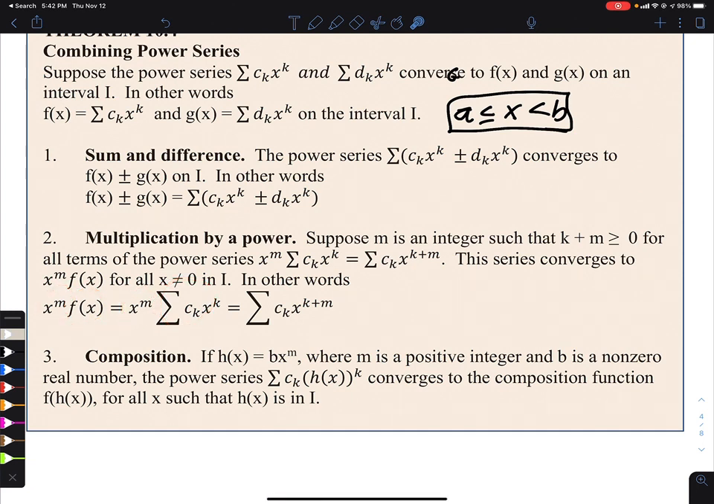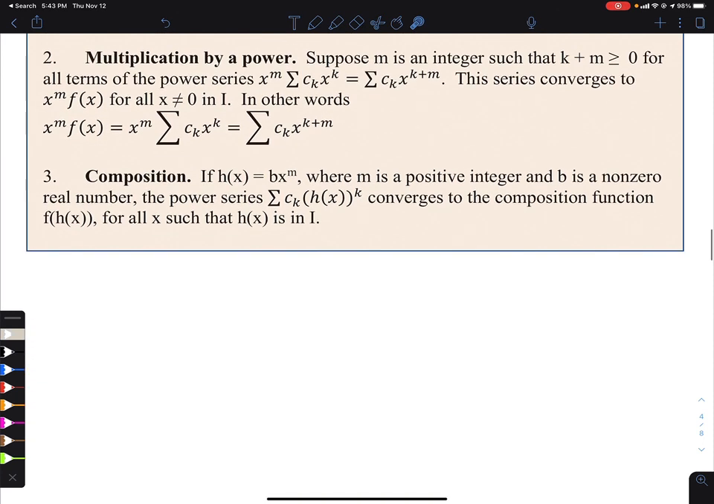And the new series will also still converge on I. So if the original converged on I and you multiply by x to a power, it still converges on I. And back to number 1, when you add two series together, if each original converged on the interval I, the new series, when you add or subtract them, will converge on the interval I. And then the third one, this one's probably more useful. It's a composition of functions. So you have a function h that's some constant times x to a power.